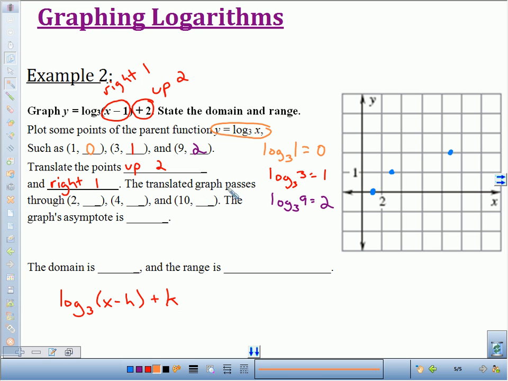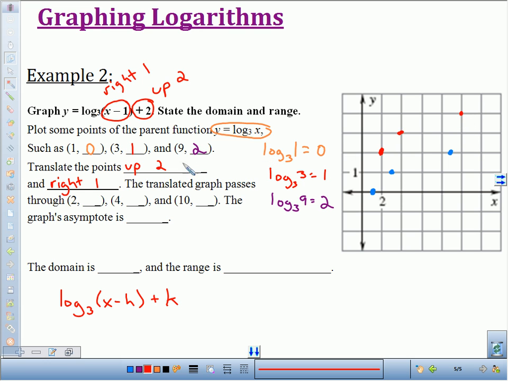Now, using that, we're going to translate these points. So, let's look at our first point here. My first point is at 1, 0. We are going to move it to the right 1 and up 2. Gives us a new point here, right? Right 1, up 2. The next point, we're going to do the same thing. We're going to move it to the right 1 and up 2. And our last point, same move. Right 1, up 2. Gives us our new points.